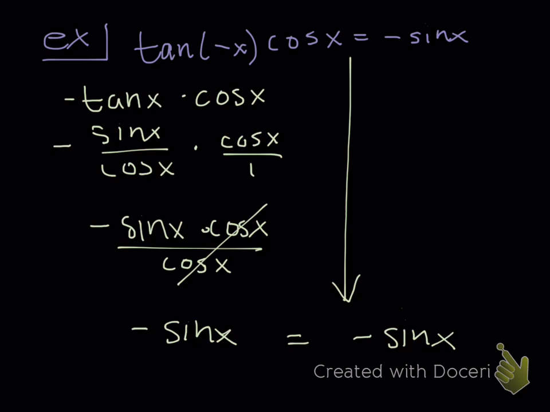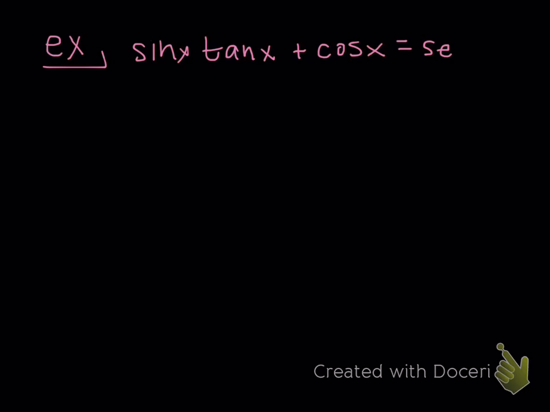So we're going to do 2 more examples for today, and then we'll be done. So next example, we have sine of x times tangent of x plus cosine of x, and this is equal to secant of x.